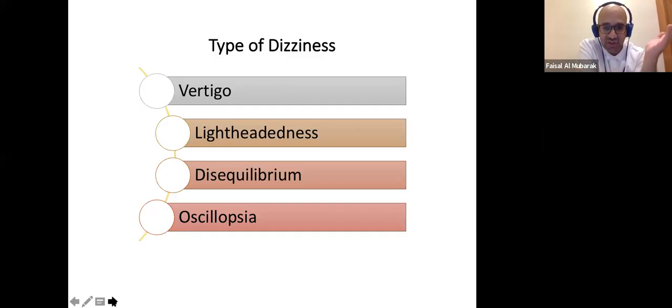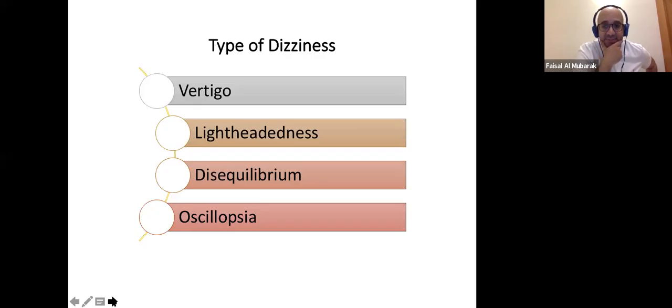So dizziness is actually a general word. It's a vague word that we use. But there are some types of it. There is vertigo, which is a spinning sensation, a truly spinning sensation. Either you are static or constant and the room around you is spinning, or the room is not moving and you are the one who's moving. But it is a truly spinning sensation, okay?